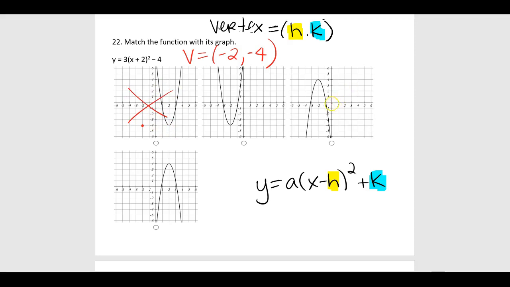Same thing as over here. The vertex for this parabola is negative 2, positive 4. We need negative 2, negative 4, so that cancels that. This one, negative 2, negative 4, that works. That's a possible. And the last one, the vertex is positive 2, positive 4, so that doesn't work. So this must be your answer. You would choose this graph here. And that's really all you need to know based on the graphs that you're given. So the vertex helps us determine which graph matches this function.